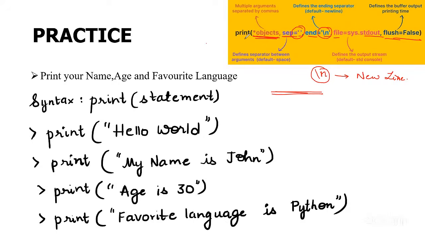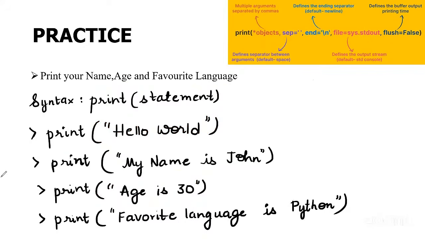So it can contain multiple arguments which are separated by commas. Here is the syntax: we take print, then parentheses, then the statement. If you want to write some text, you can use apostrophes, and inside of that you can have your text. Then I want to print my name, let's say John. So my name is John. And then I want to print my age: age is 30. So inside the parentheses, you'll have your apostrophes and your text inside them. In that way, you can print it. And then favorite language is Python.